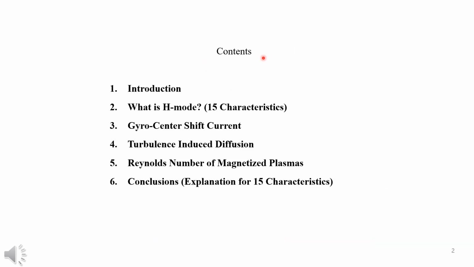Here is the contents. After the introduction of fusion research and what is the H mode, I will show how three equations are developed. First is the zero-center shift current equation, second is the turbulence diffusion equation, and the third is the Reynolds number equation. Using these equations, the physical origin of H mode will be explained.